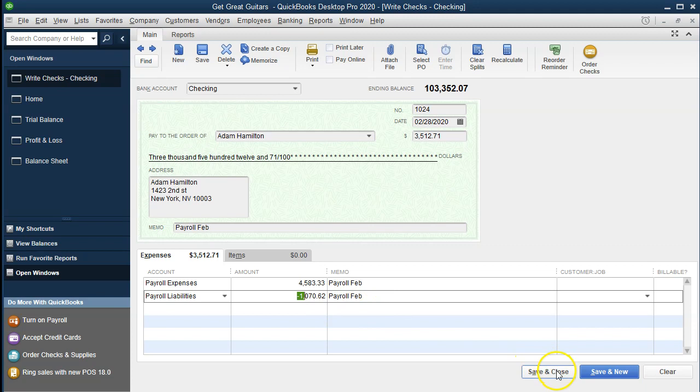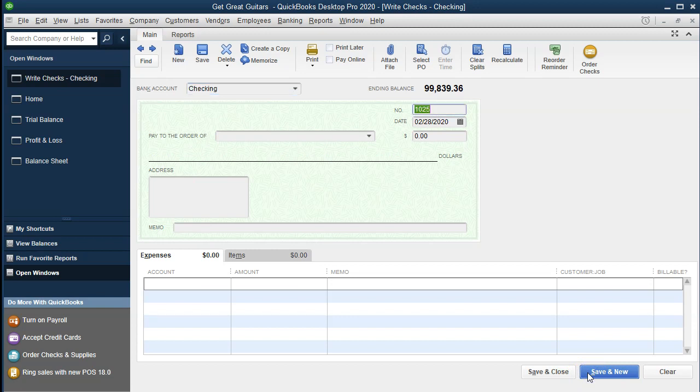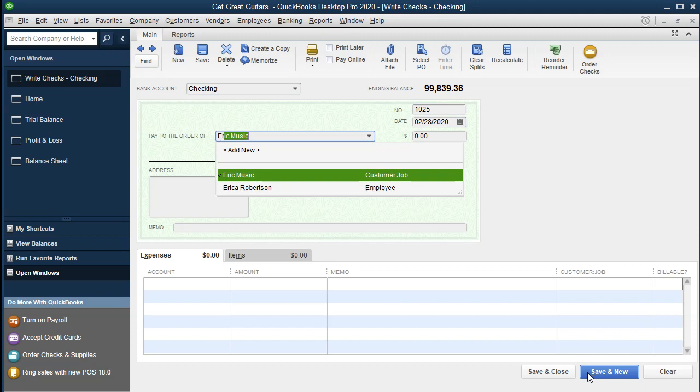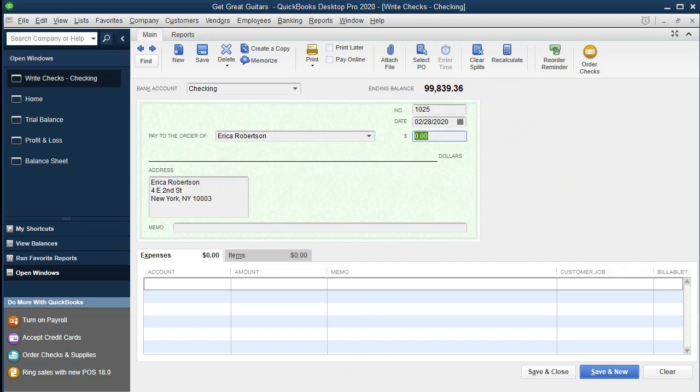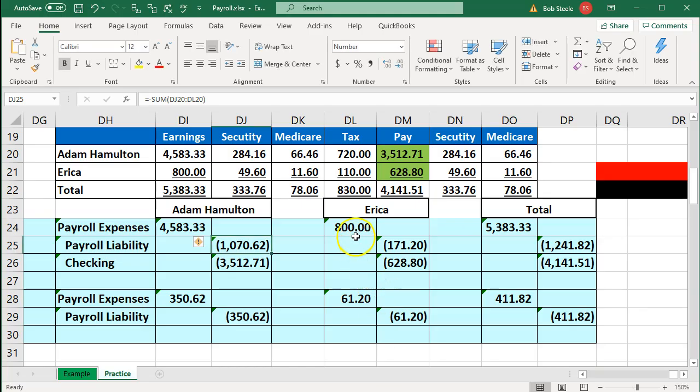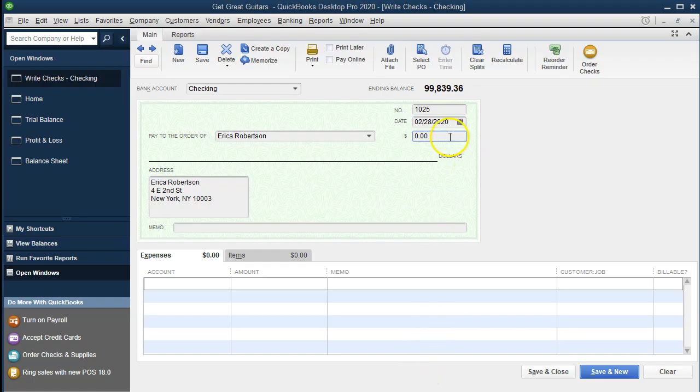Let's go save and new and record the check for Erica. So we're going to say save and new. Tab through this again. And this is going to be for Erica Robertson. And we're not going to use the QuickBooks stuff. And once again, we're going to set up the net check, which is here or here. So that's going to be the amount of 628.80. And this is going to be payroll for February.